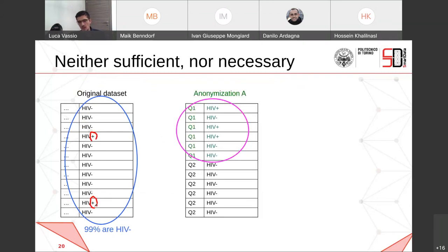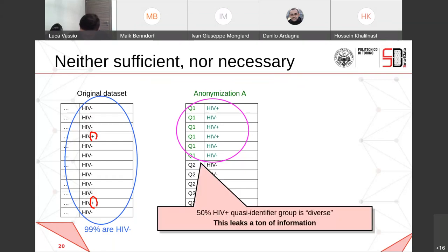Then, if we anonymize and we have different groups, let's see this group with the same quasi-identifier. At the end, this has 50% HIV positive. So 1, 2, 3 out of 6. And so yes, this group is diverse in the sensitive parameter. However, you can imagine this leaks a ton of information, because if you know a person has this combination of quasi-identifiers, you can infer that it is likely that he is positive to HIV.